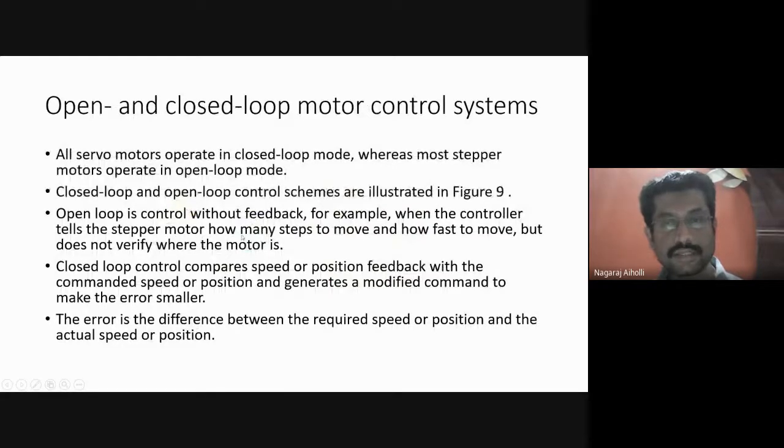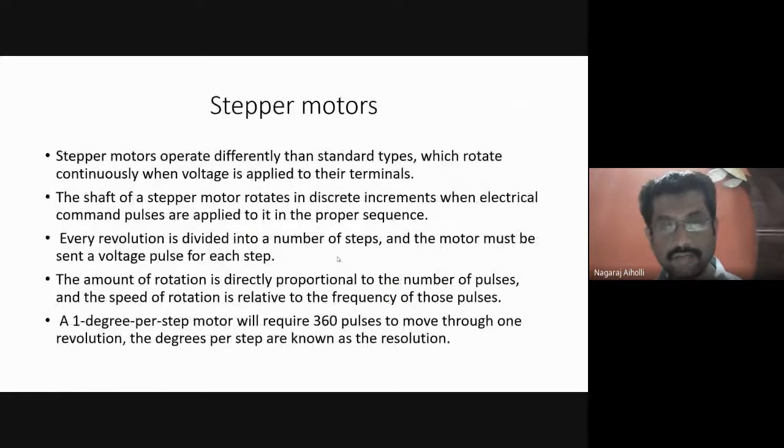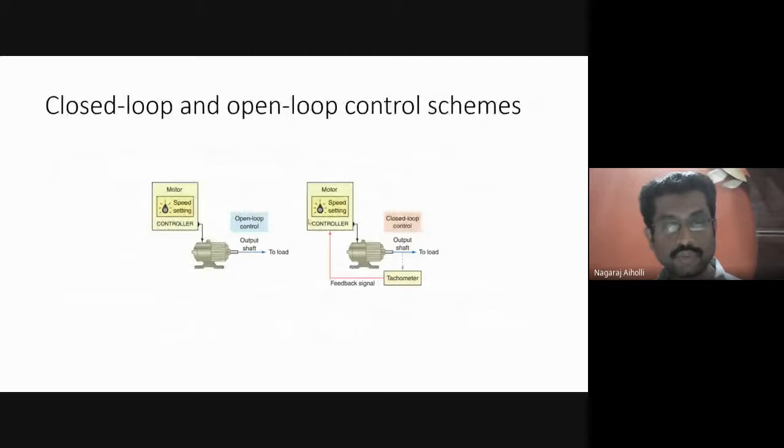The controller tells the motor how many steps to move and how fast to move, but does not verify where the motor is. In the open loop system, the controller will tell the motor how many steps to move, but there is no means of measuring the position or the speed of the motor. In the closed loop system, we are able to measure the position or the speed of rotation of the motor, and thereby we are also able to control the speed or position of the motor's rotation.